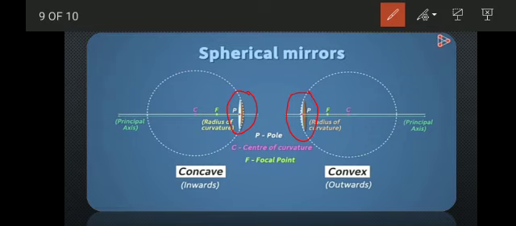You can see the point P, that is called the pole. It is the center of the curved surface of the mirror, of the reflecting surface of the mirror, so it is called the pole. It is also called the vertex.